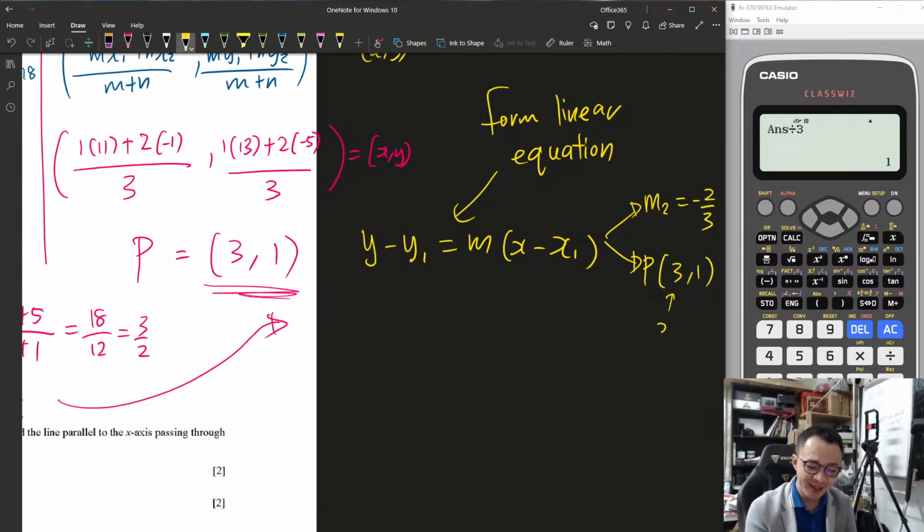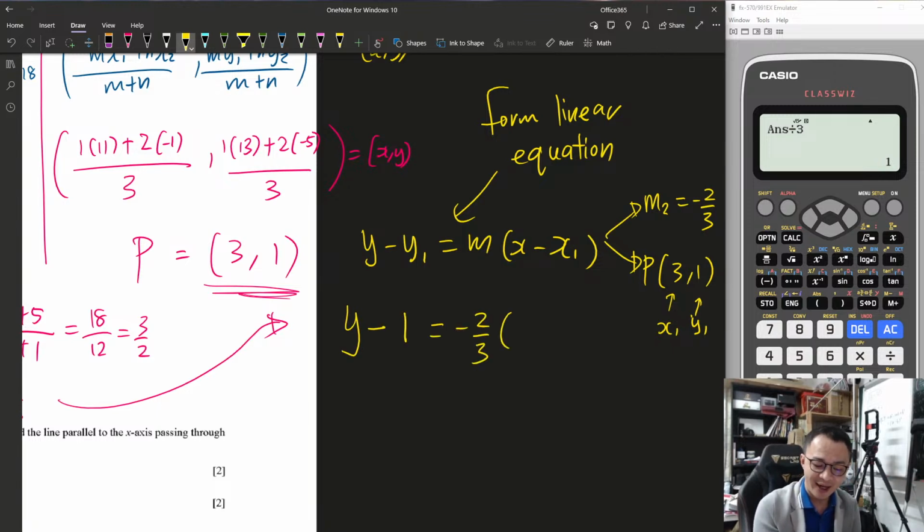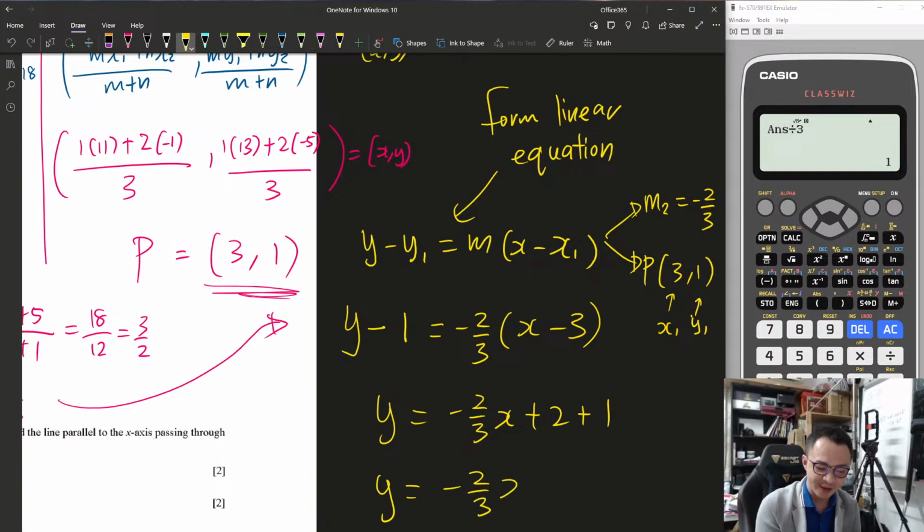My coordinate P is my x1 and y1. So you can see how I plug in. This is y minus y1, which is 1. M is negative 2 over 3. x minus my x1, 3. By solving this one, I got the equation: negative 2 over 3 x plus 2 plus 1, which is y equals negative 2 over 3 x plus 3. Done. This is how we solve this kind of 5-mark question.